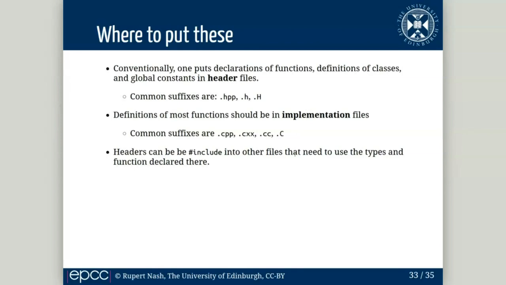Headers can also be #included into other files. So in other words, we can include other files that we need to use the type. I mentioned that earlier. So if we put the declarations of functions, the definition of classes and global constants in a header file, when we want to reuse the code, we can include that in another module, another set of code, and we can then link it together with the object file that gets created from the CPP file to allow us to reuse the functionality.